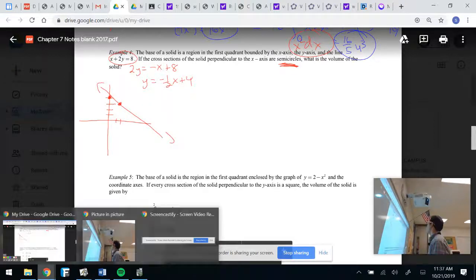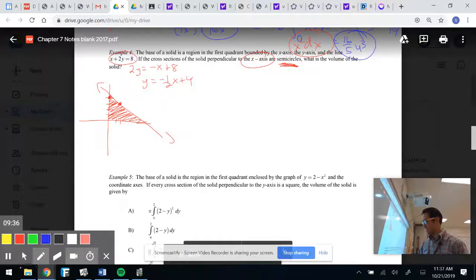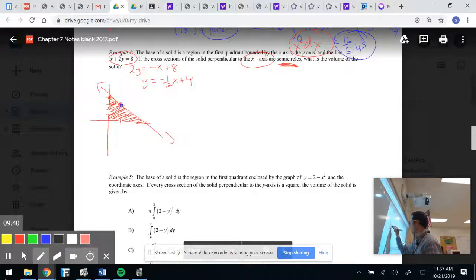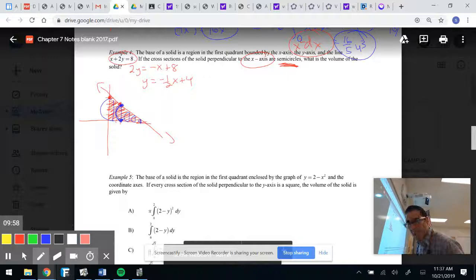I'm in the first quadrant. It's bounded by the x-axis, the y-axis, and that line. So I'm talking about this region right here. It's perpendicular to the x-axis. Let's draw one of these. And it says it's a semicircle whose cross-section is solid and perpendicular. So there you go. Let's draw one of those. There you go, right? And further, like if I'm right here, it's real small. Look at that. Oh my gosh, sweet, right? You have all these semicircles and they get bigger. That'd be a cool shape, huh?